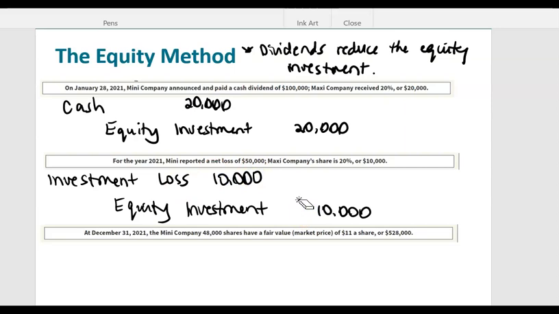And the last thing we see here in this example is that on December 31st, 2021, Mini Company's 48,000 shares have a fair value market price of $11 per share. And we know from the last example on the last slide that we ignore the market price. There's no entry that's needed.